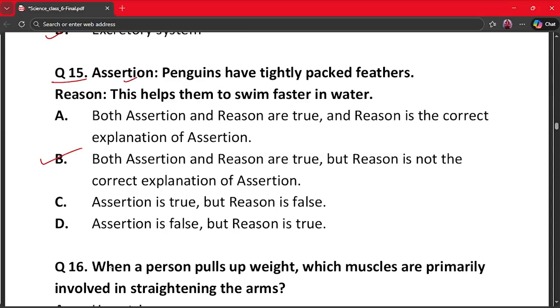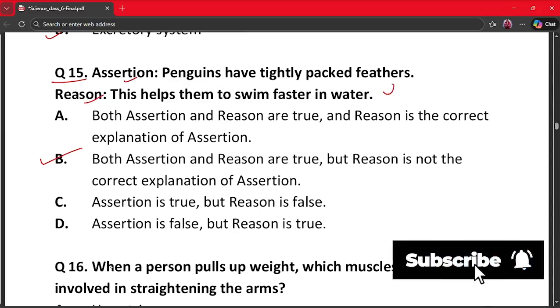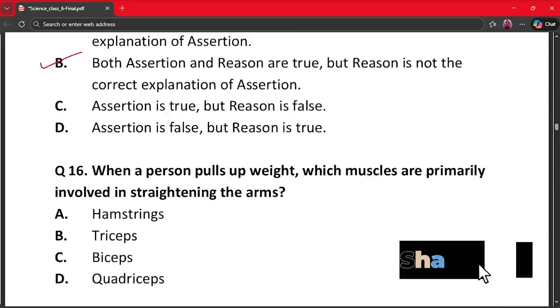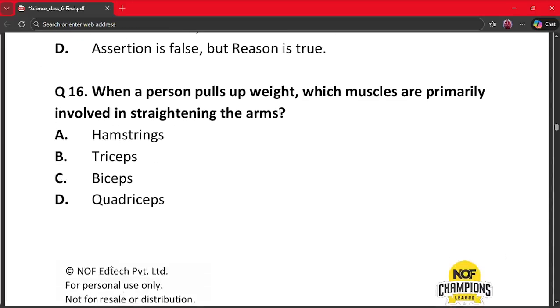Like assertion is correct, reason is correct, but this reason is not the correct explanation of assertion. Our next question is question number 16.